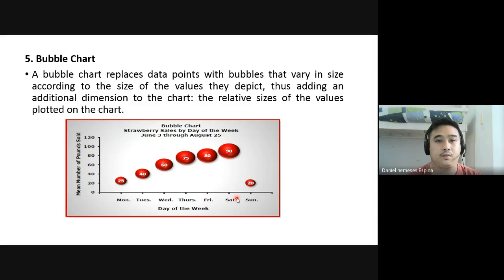Another is the bubble chart. The bubble chart replaces data points with bubbles that vary in size according to the size of the values they depict. So the smaller the bubble, the smaller the value; the bigger the bubble, the bigger the amount or quantity. In this case, the smallest bubble is on Sunday, so 20, then the biggest bubble is on Saturday, so 90 pounds per day. So in just one look, you will know where the highest sales and the lowest sales are.